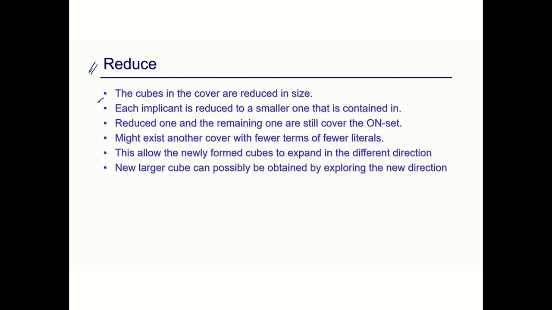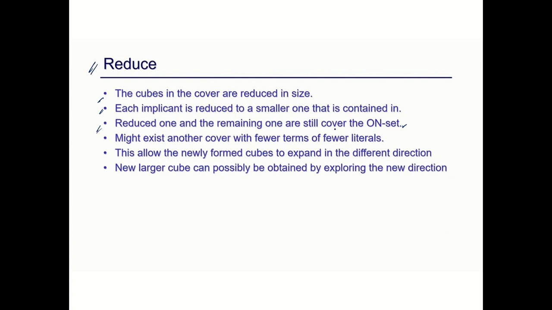Okay, after covering, we just try to reduce the cube. That means we just try to take out the possible literal from there. Then each implicant is reduced to a smaller one that is contained in it. We will just see what method we follow to reduce this one. Then reduce one, and the remaining ones are still covered in the onset.